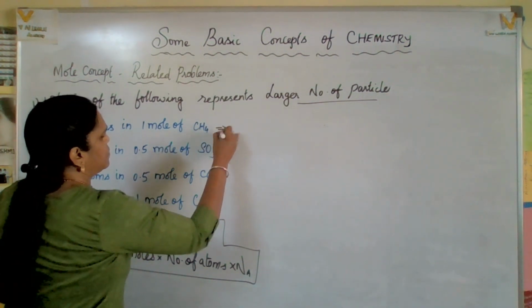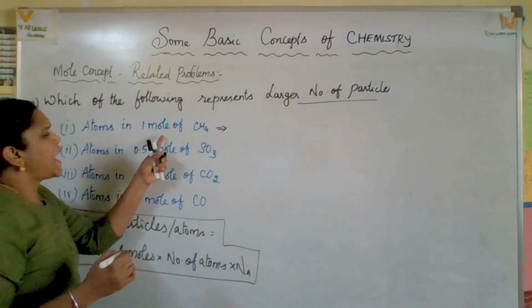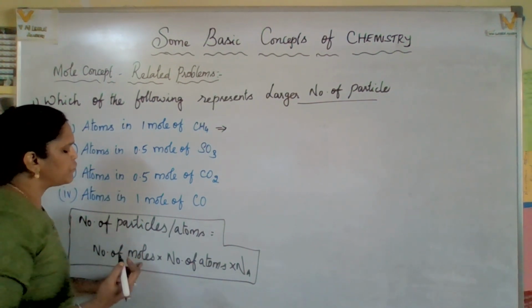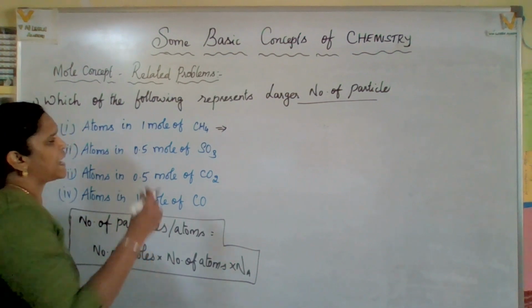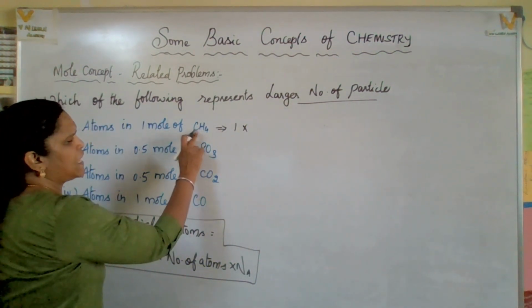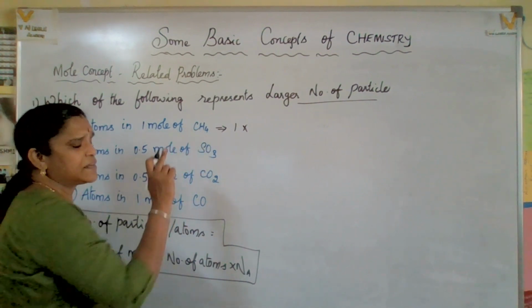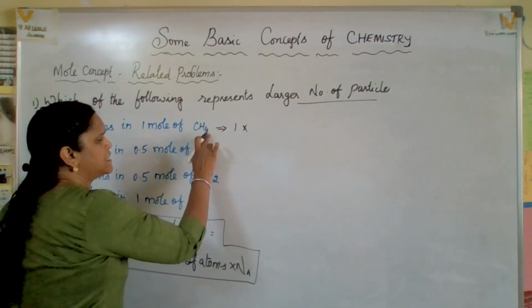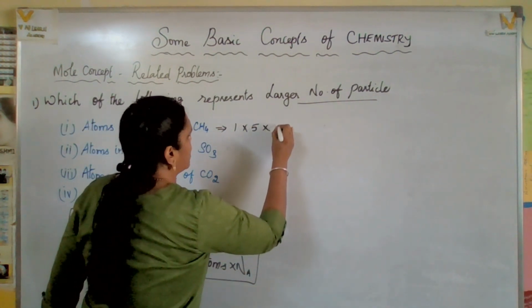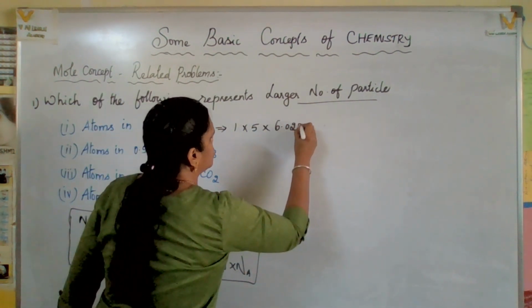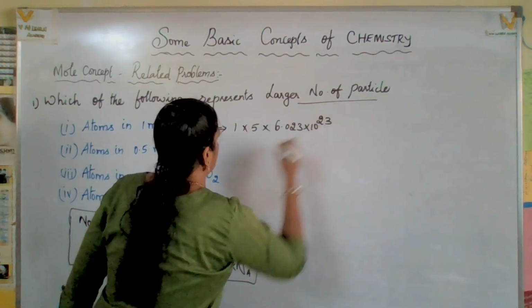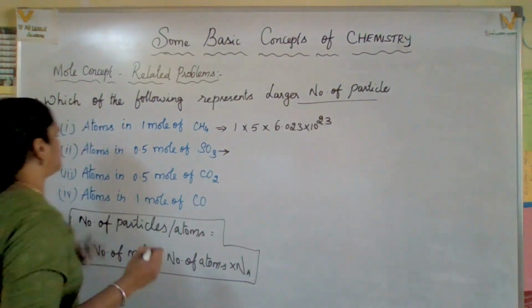Now first and foremost, here atoms in 1 mole of methane. Number of moles into number of atoms into Avogadro number. Number of moles is 1, and number of atoms in methane, CH4: hydrogen 4 plus carbon 1, so 5 atoms, into Avogadro number 6.023 into 10 to the power of 23 particles. Right? Okay, now the next one.